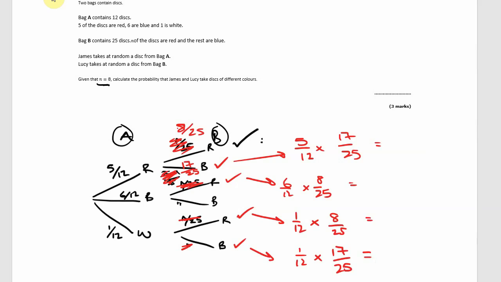We could also do the two paths I haven't ticked and take them away from one, but that's completely up to you which way you do it. I've already started this way, I'm going to carry on. So the reason I never simplify my fractions in the tree is because I know these are all going to be out of 300, so it just saves me a job.